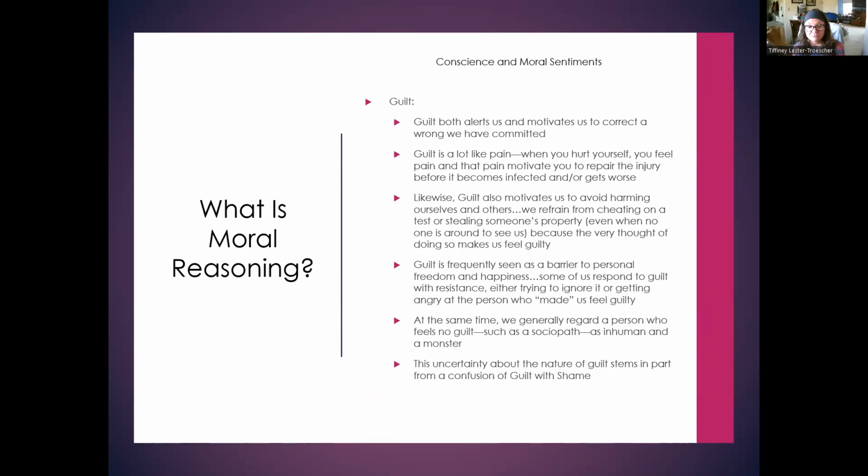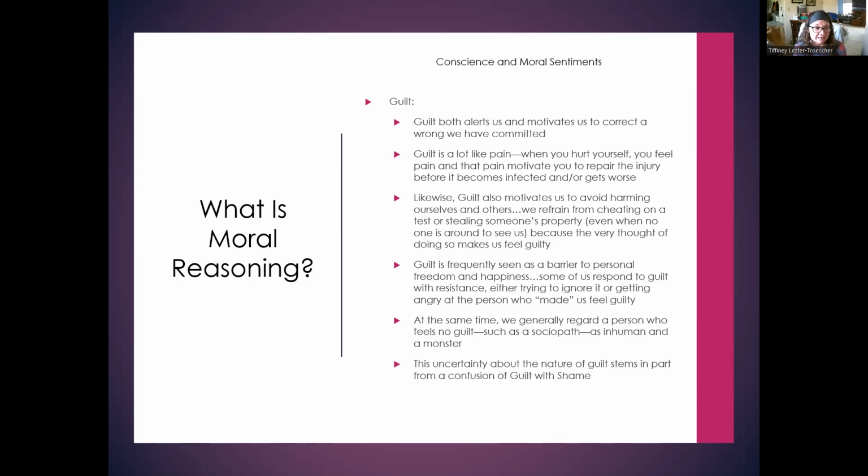Guilt also motivates us to avoid harming ourselves and others. We refrain from cheating on a test or stealing someone's property, even when no one is around to see us, because the very thought of doing so makes us feel guilty. Just like we don't want to put our hand over an open flame and hurt ourselves, we want to avoid the pain. We avoid making these types of choices because we don't want to feel the pain of guilt, right?